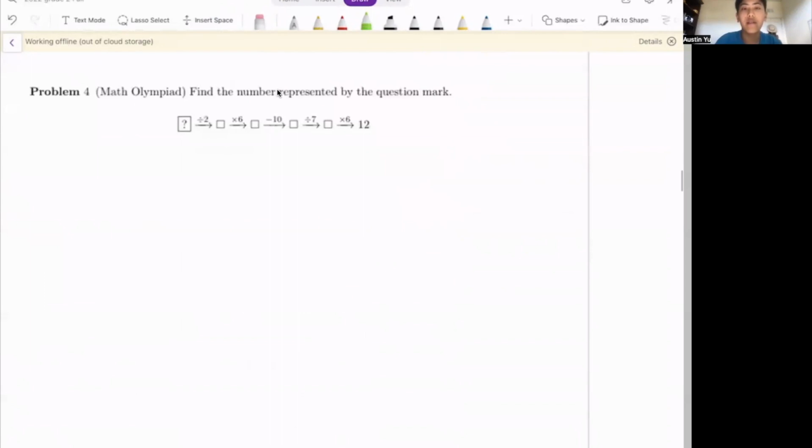Problem 4. Find the number represented by the question mark. This time we aren't given the first number, so it might be a little bit trickier, but we can work backwards to find out the actual answer. We know that something times 6 equals 12, so of course that is just 2. And then something divided by 7 equals 2, we know that is 14.